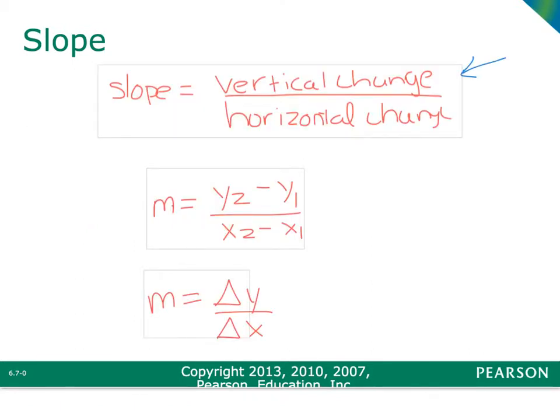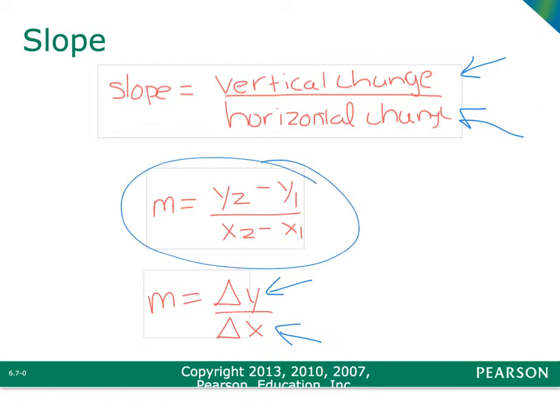You can say that it's the vertical change over the horizontal change. Some people just write that as delta y over delta x. Or there's a formula that you can use where you take the 2 y values and subtract them, you take the 2 x values and you subtract them, and then you reduce the fraction. So that is represented as m equals y2 minus y1 divided by x2 minus x1.